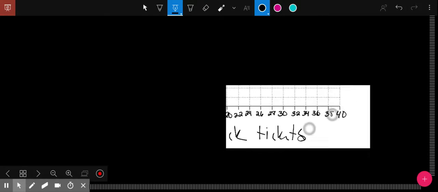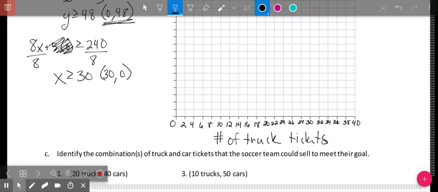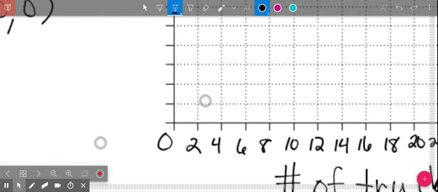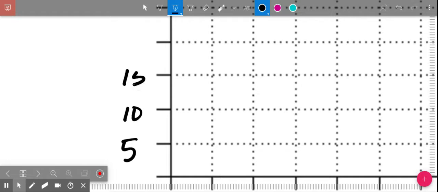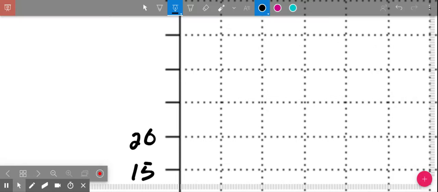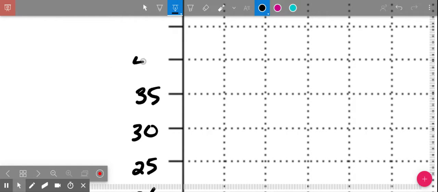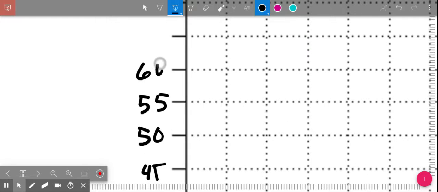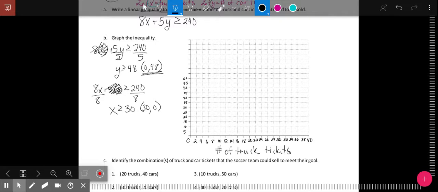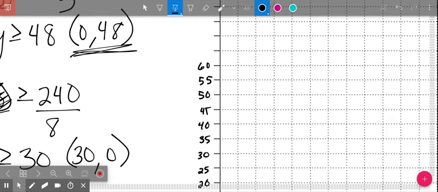And then my y-intercept was 48. Well, I went up by 2's on the x and I only made it to 40. So for this one, I'm going to go up by 5's. So starting at 0 again, I'm going to go up by 5's. Alrighty. Now, we do have to finish our labels because I got ahead of myself and forgot my labels. So this is going to be the number of car tickets.